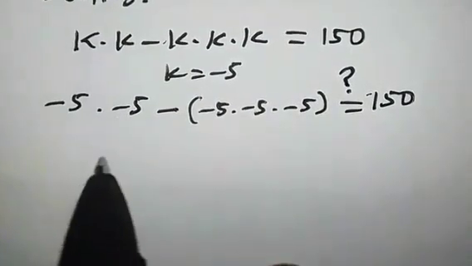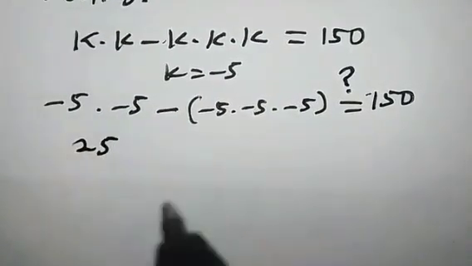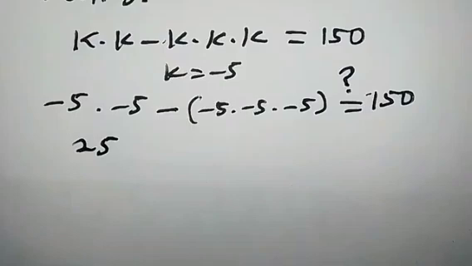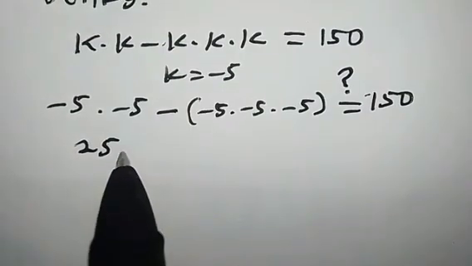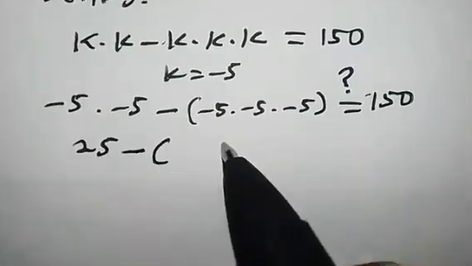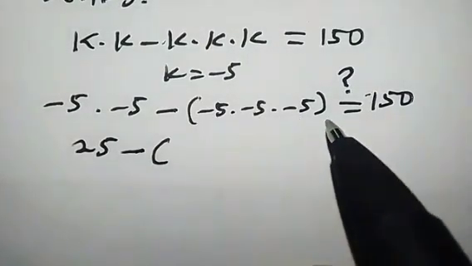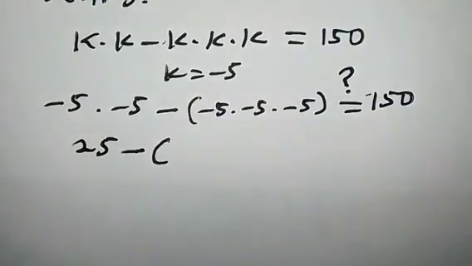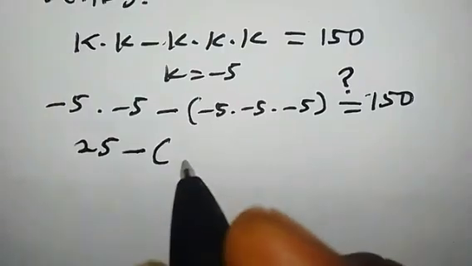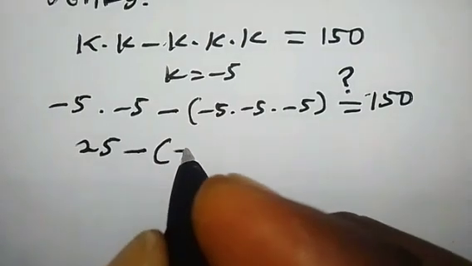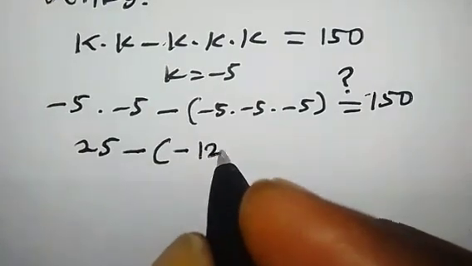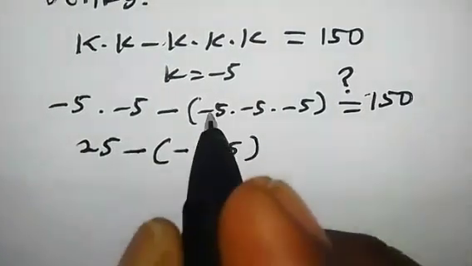Minus 5 times minus 5, that is 25. So we have negative outside into minus 5 times minus 5, that is 25. 25 times minus 5, that is 125. So we have minus 125 because there is a minus here.